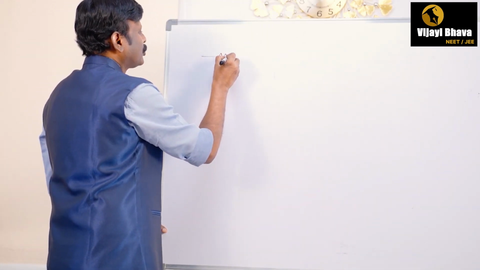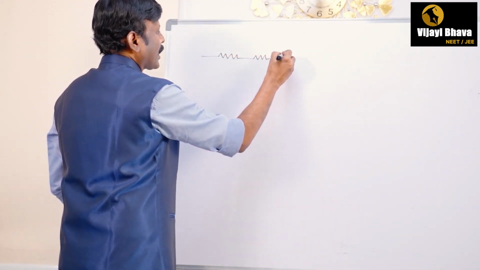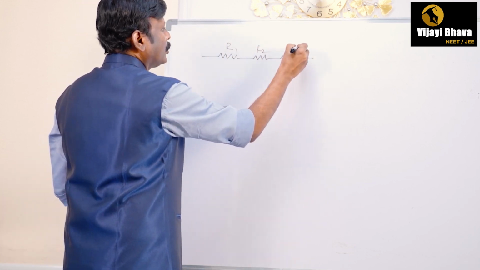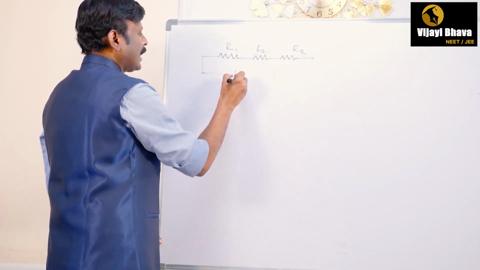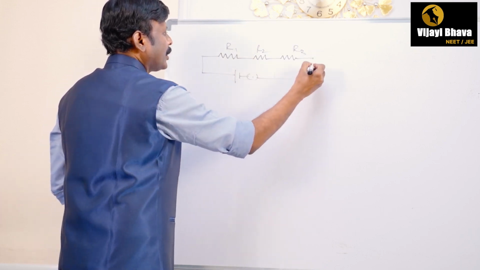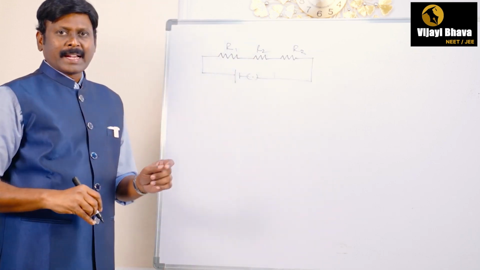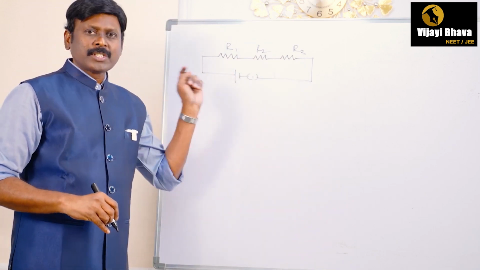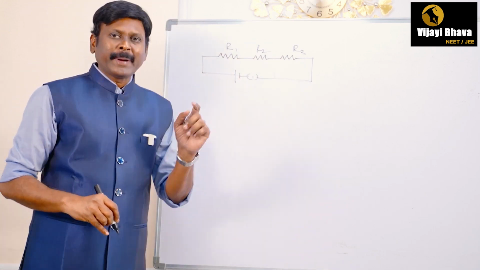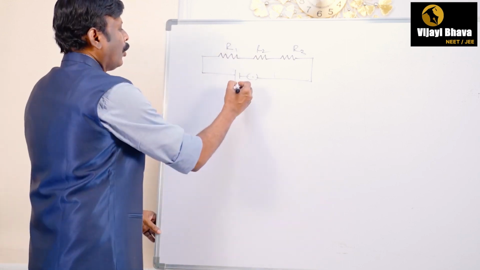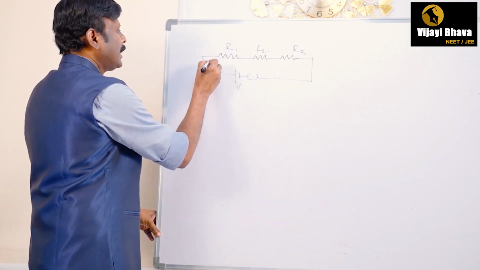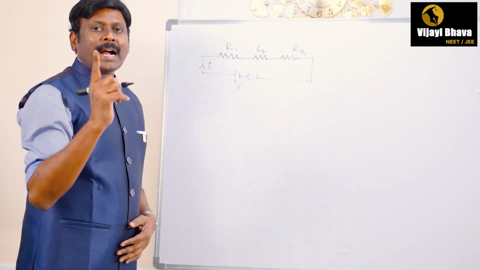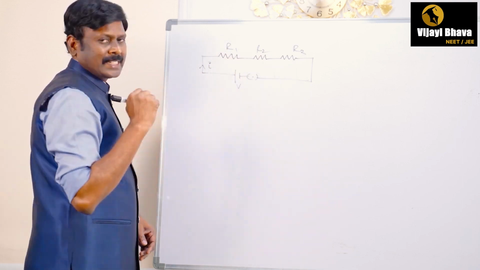Consider three resistances R1, R2 and R3 which are connected in series to a battery of voltage V. When the battery is switched on, I amperes of current flows into the circuit.